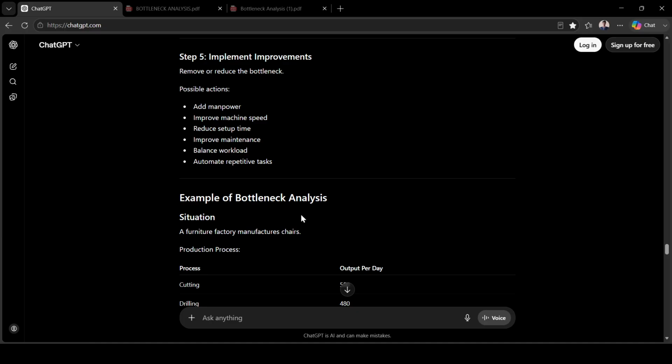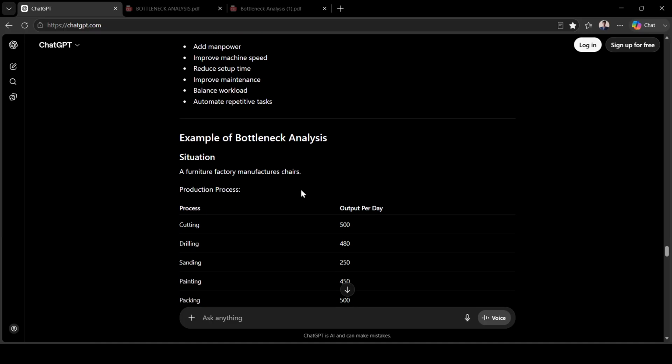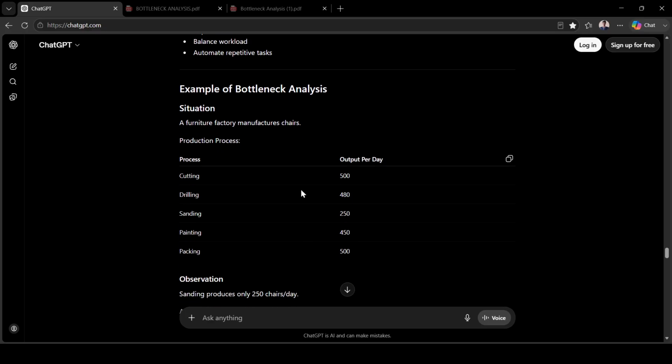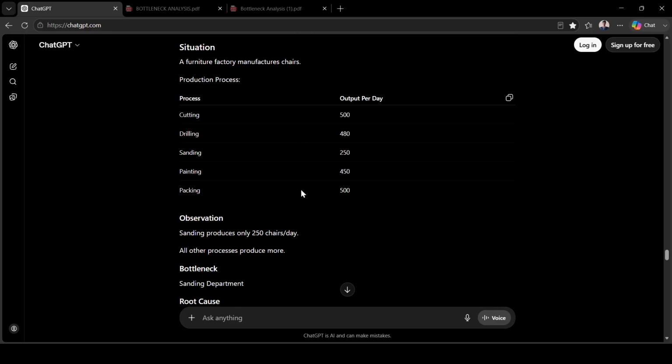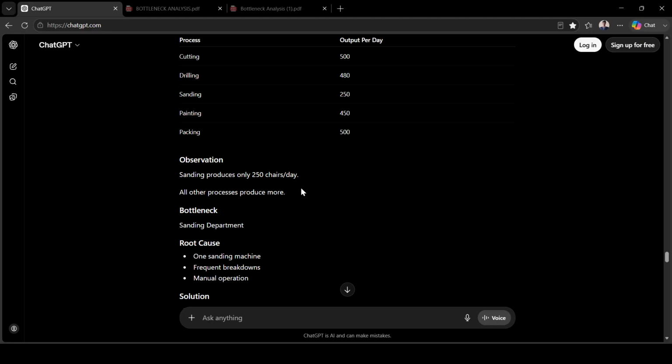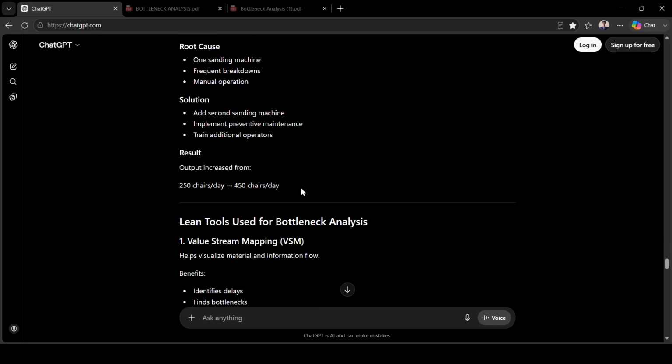Example of a bottleneck analysis situation: a factory manufactures chairs. Production: cutting 500, drilling 480, sanding 250, painting 450, packing 500. Observation: the sanding process produces only 250 chairs per day. All other processes produce more. Bottleneck: sanding department. Root cause: only one sanding machine, frequent breakdown, manual operation.